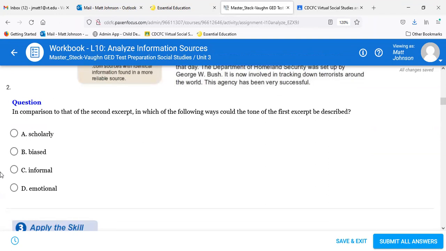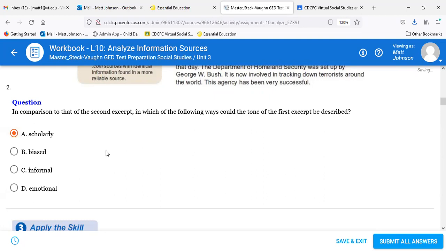It says, in comparison to that of the second excerpt, in which of the following ways could the tone of the first excerpt be described? A, scholarly, B, biased, C, informal, or D, emotional? Is it A? Yeah, A, scholarly, right?